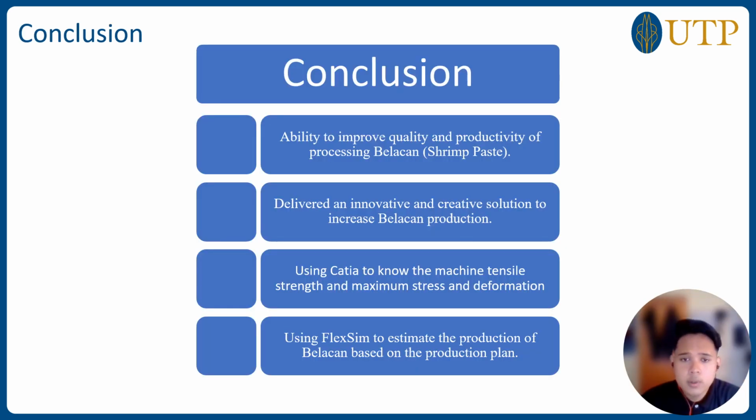To summarize the project, the conclusion is the ability to improve quality and productivity of processing belacan, delivering an innovative and creative solution to increase belacan production, using CATIA to know the machine tensile strength and maximum stress and deformation, using FlexSim to estimate the production of belacan based on the production plan.